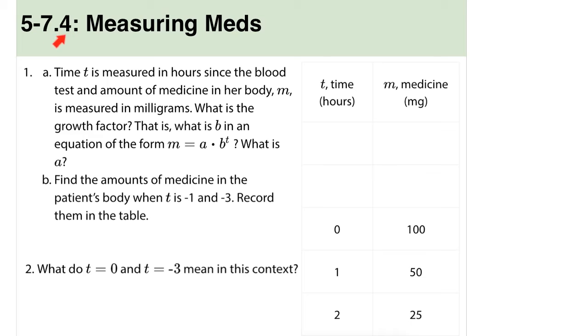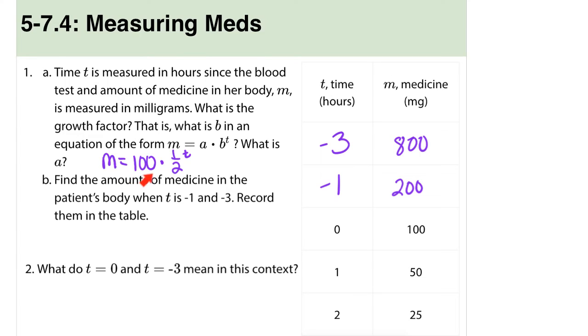We are going to skip to activity 4 here, measuring meds. The premise behind this one is that someone took some medicine. They think they took too much, but they're not sure. That is a dangerous situation. So they went into the doctor and they're going to do a blood test every hour to see how much medicine they have in their bloodstream and see what they need to do. Go ahead and try these questions. There's 4 of them, I believe, and then start again when you're ready.